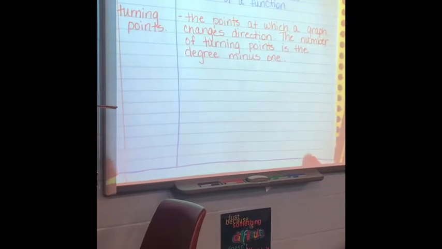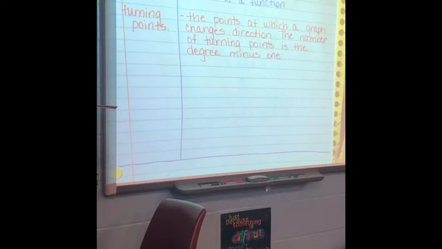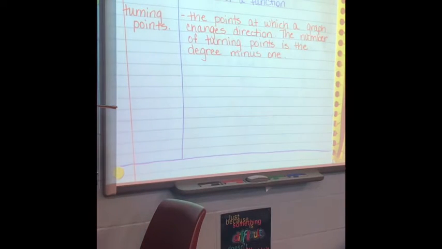Oh, one thing I forgot with the turning points. The turning points help you determine the degree, okay? So with the turning points, it's the degree minus 1, okay? So that means the degree is how many turning points there are plus 1, right? The turning points is the degree minus 1, so the degree is turning points plus 1. Does everybody make sense of that? That's really important when we start looking at the graphs here in just a second.